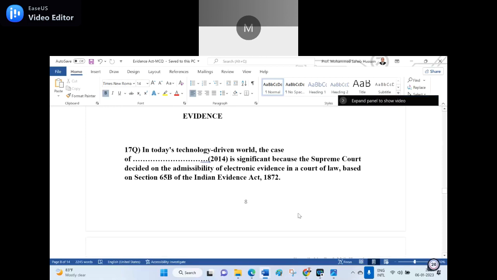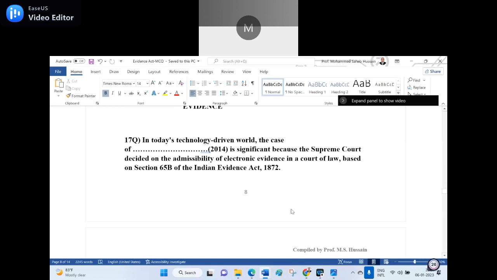17th question. In today's technology-driven world, the case dash of dash 2014 is significant because the Supreme Court decided on the admissibility of electronic evidence in the court of law based on Section 65B of the Indian Evidence Act, 1872. Which case law, please?